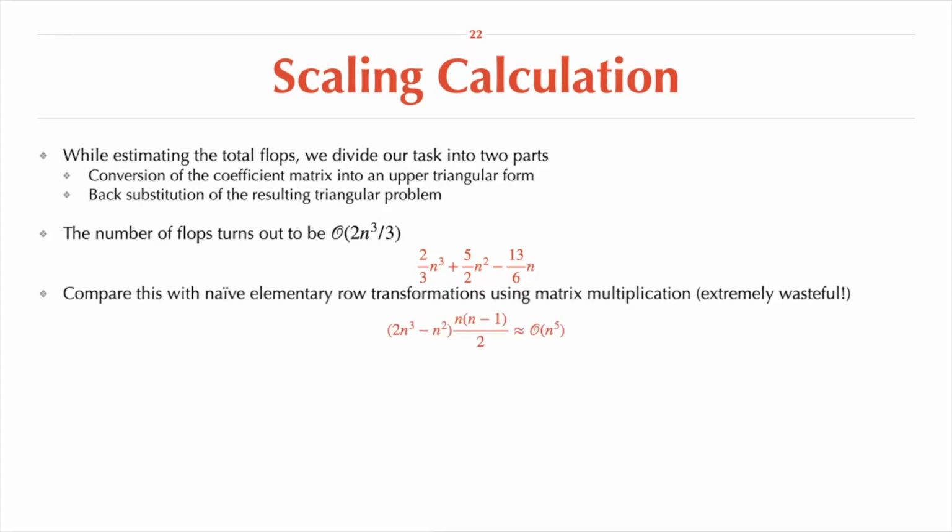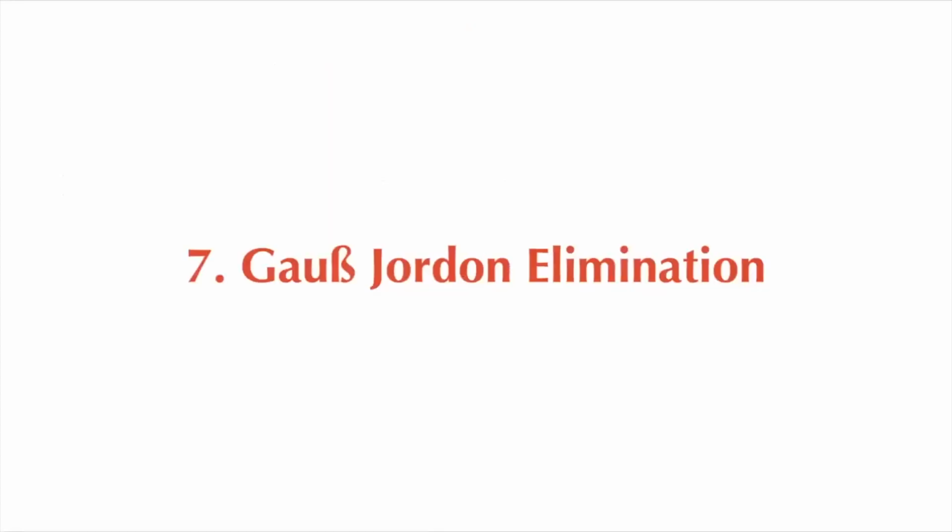Now you can also compare it with naive elementary row transformations, because that will involve multiplying matrices together. But that has even worse scaling. That goes as n⁵. Since this is extremely wasteful, we will not use this method. We will only be dealing with Gauss elimination, or a variation of Gauss elimination.